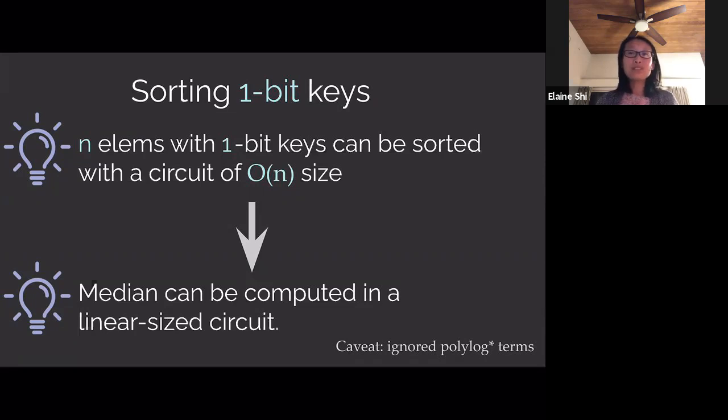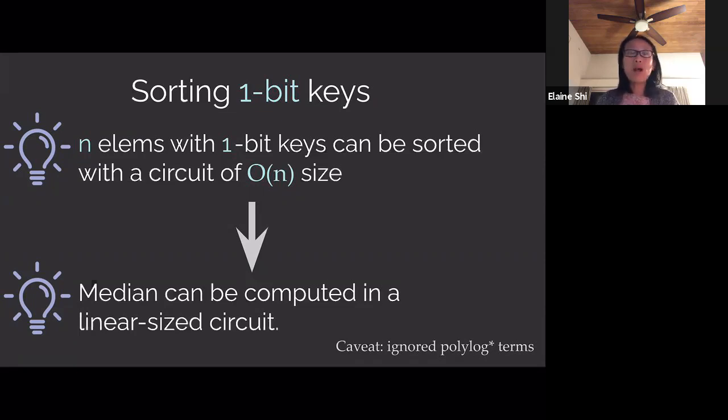So you'd almost expect that, of course, naturally, you should be able to do the same in a linear size circuit. But it turns out to be much harder than you might expect. And no one really knew how until our work. In some sense, the natural barriers for sorting 1-bit keys also apply to median too.